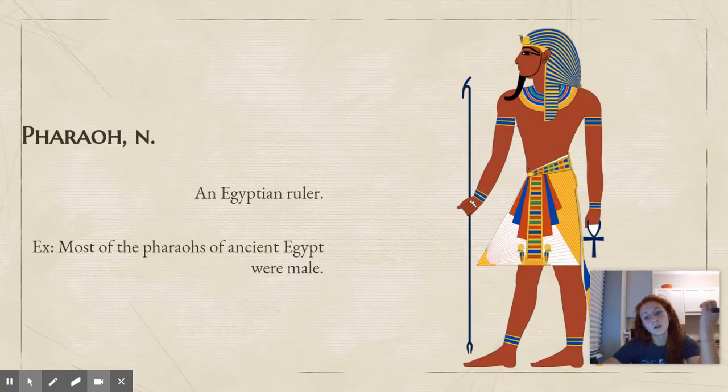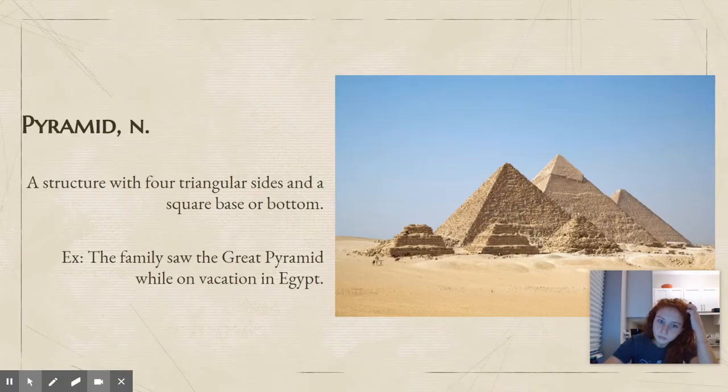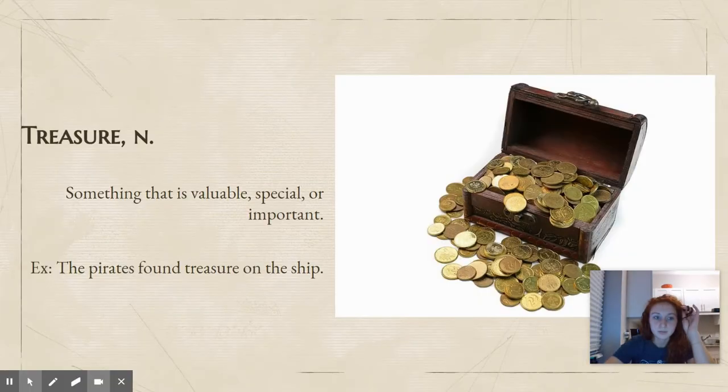Pharaoh. Pharaoh is also a noun, and a pharaoh is an Egyptian ruler, kind of like a king. Most of the pharaohs of ancient Egypt were male. Pyramid. Pyramid is a noun, and a pyramid is a structure with 4 triangular sides and a square base or bottom. The family saw the Great Pyramid while on vacation in Egypt. Treasure. Treasure is a noun, and treasure is something that is valuable, special, or important. The pirates found treasure on the ship.